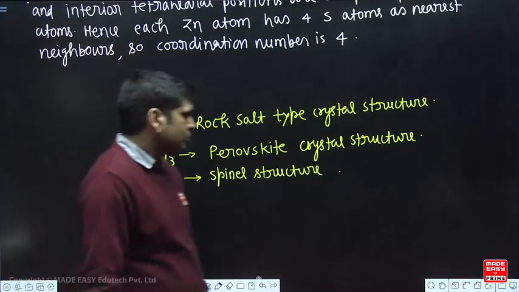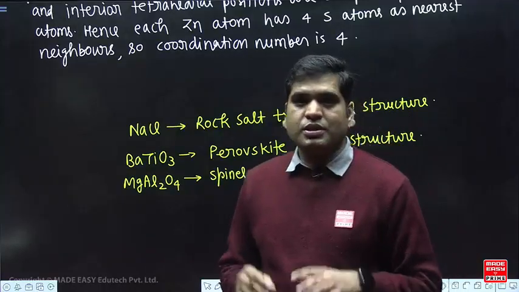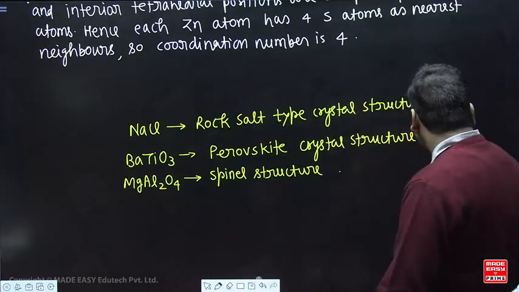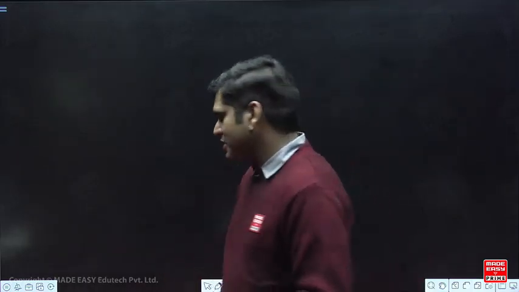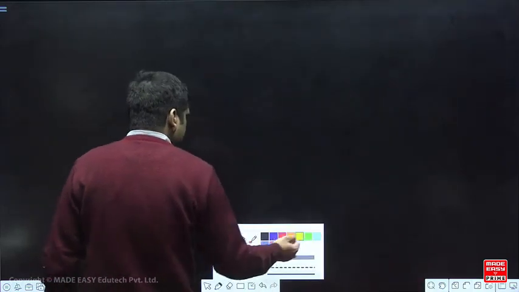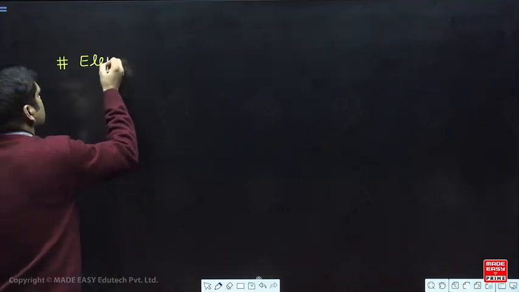Now we have studied the crystal structure of ceramics. Now we will be talking about the properties of ceramics. So these properties we are classifying from different engineering applications. So first of all, we would be talking about the electrical properties of ceramics. So first one is electrical properties of ceramics.